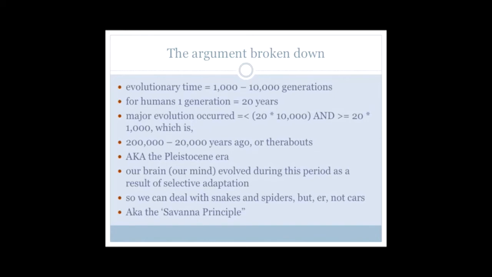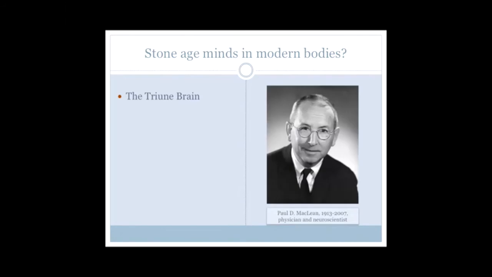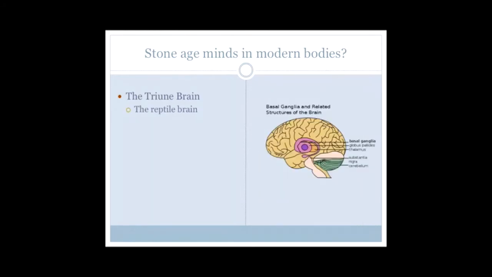And the notion is that we're still living with the mind that was evolved at that particular point. As we'll see, the phrase Stone Age minds in modern bodies crops up quite a lot. We see this kind of idea in the notion of the triune brain, which was developed by Paul D. MacLean, physician and neuroscientist, who believed that the brain, if you look at its structure, follow it up from the medulla oblongata right the way through the cerebellum to the brain's cortexes, was actually a recapitulation of the evolutionary process, of our evolution.